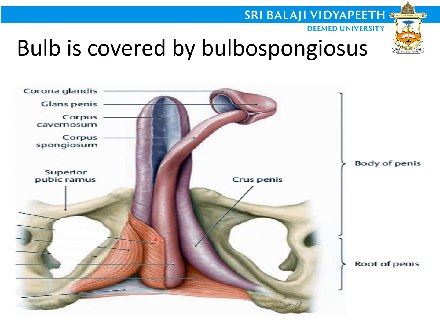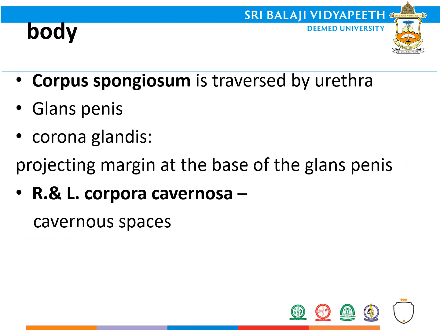So this bulb is covered by a muscle which is called the bulbospongiosus, and the crura are covered by a muscle called ischiocavernosus. And the right and the left corpora cavernosa have spaces which are called the cavernous spaces. The word caverns means spaces. So these spaces are for the blood to collect within and to expand during erection.